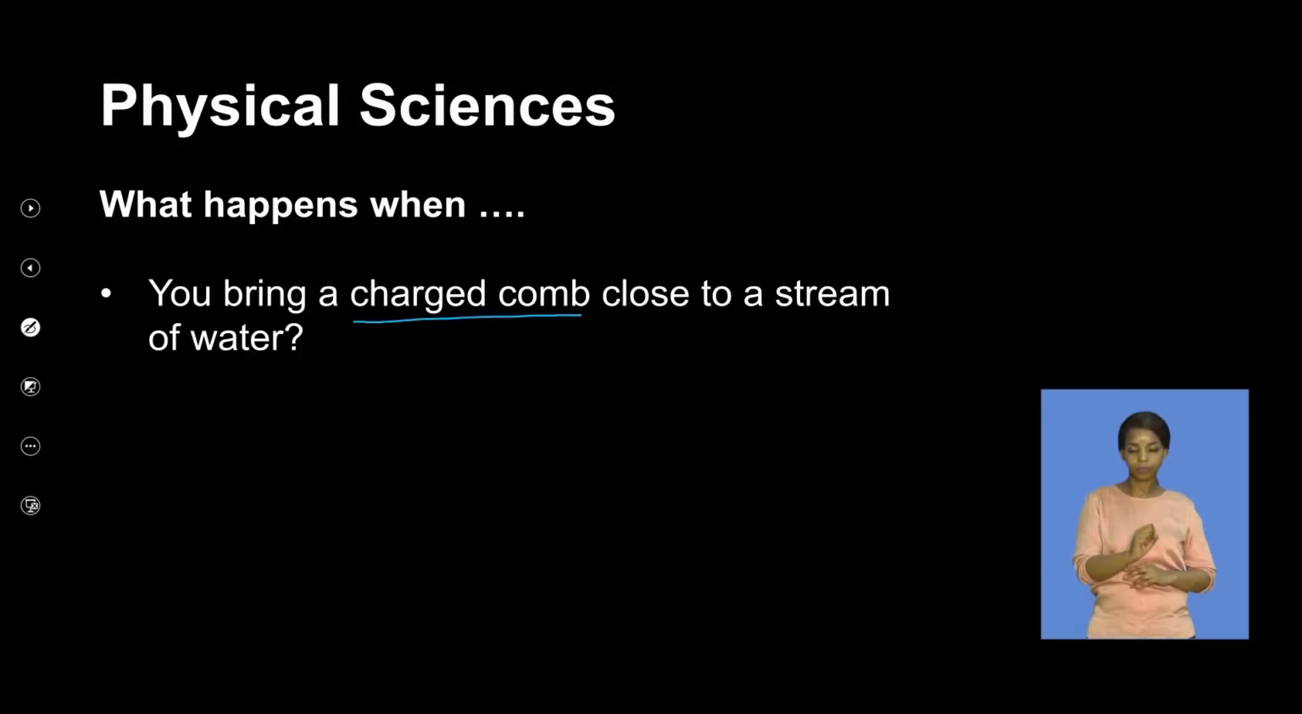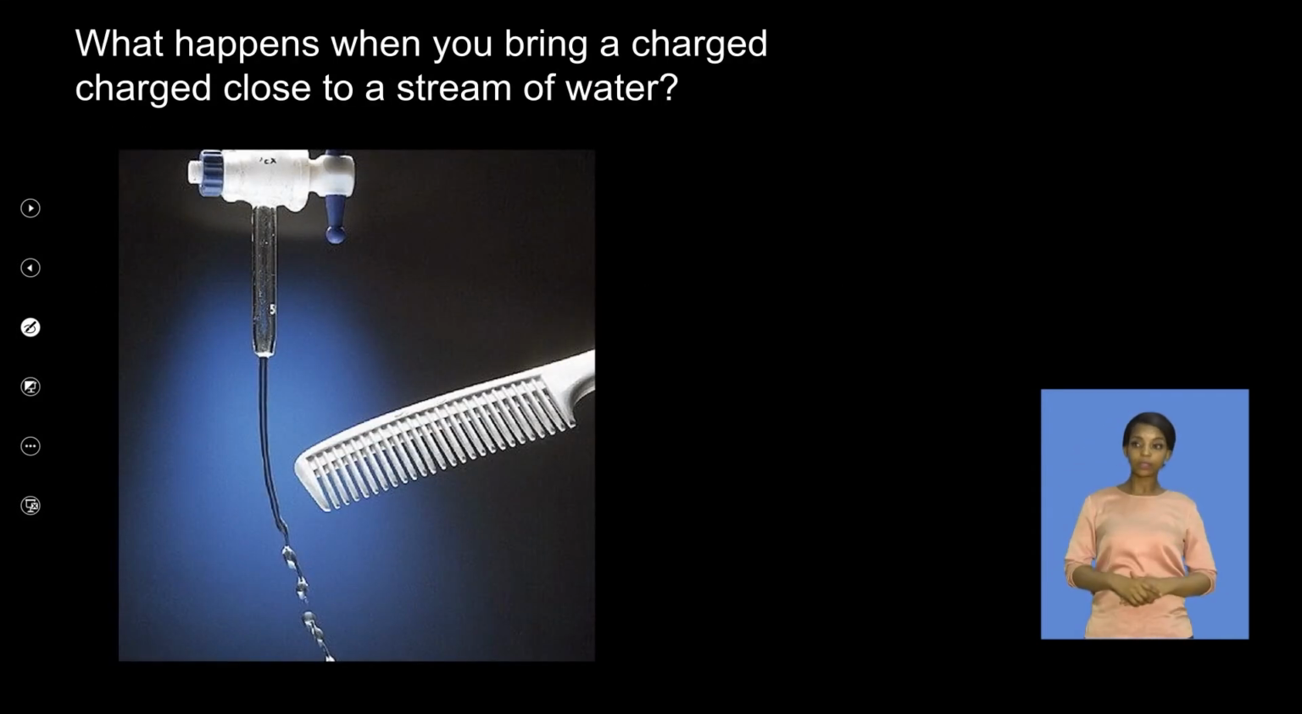So if the comb is charged, and then we bring it closer to a stream of water. This is the demonstration that I'm talking about. You'd have observed this maybe at home. You'd realize that the stream of water bends. Now, what does that say to us is that there is a force that exists between the comb and the water.